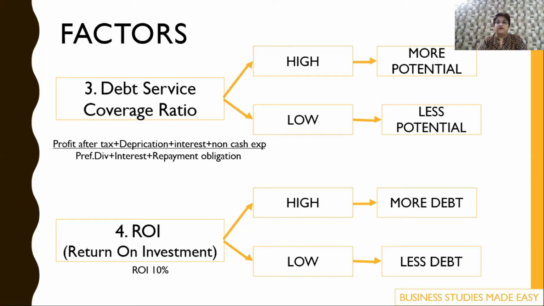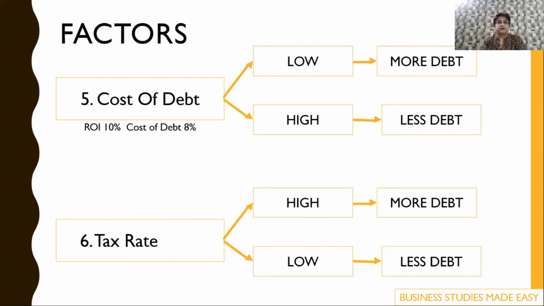So if the return on investment is high, then the finance manager will go in for debt, because debt is always cheaper. The finance manager is always interested in going for debt because then he can cut cost. But if the ROI is low, suppose the rate of interest is 8% and your ROI is 9%, you're barely covering the interest. So if the ROI is low, then the finance manager will go in for less debt in the capital structure.